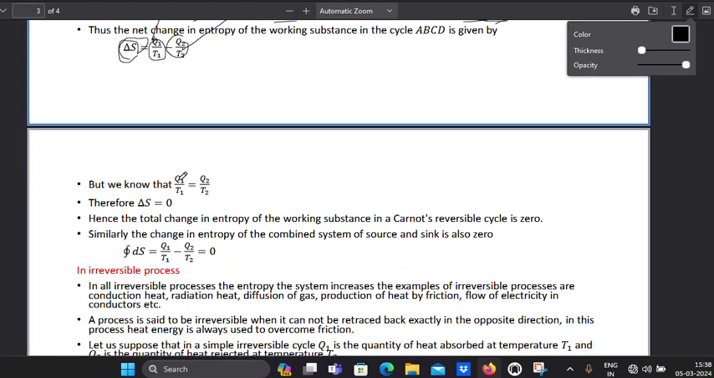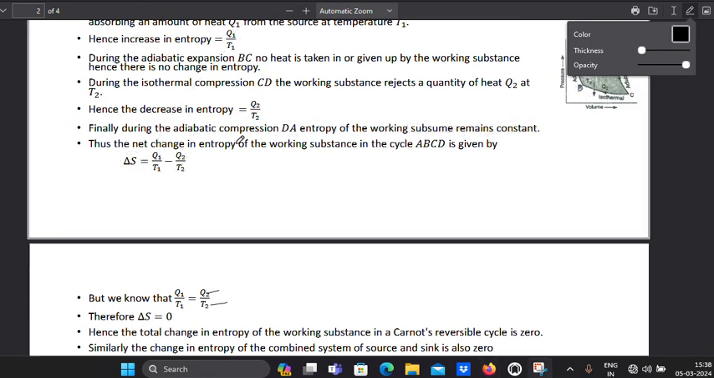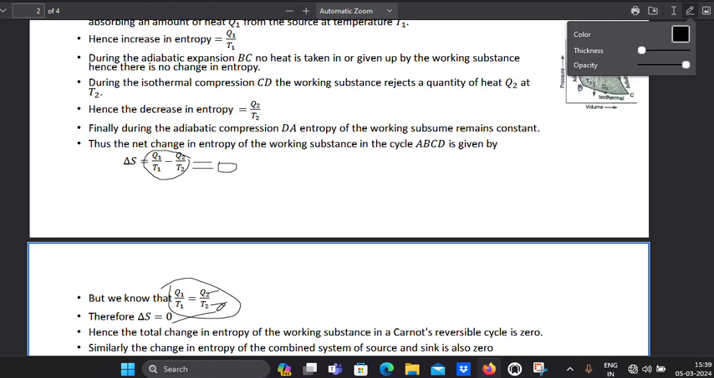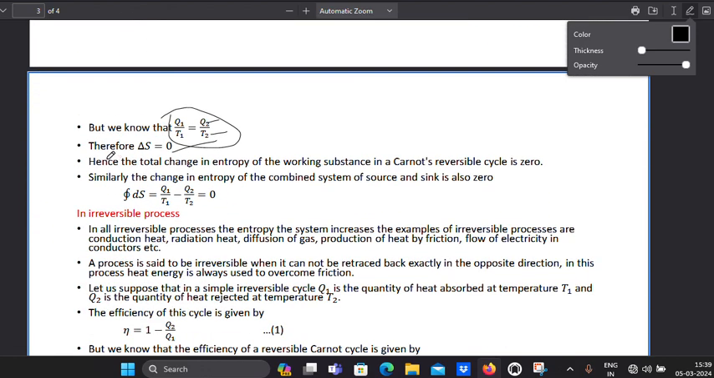But we know that Q1 by T1 is equal to Q2 by T2. So already this is explaining the thermodynamic scale of temperature. So Q1 by T1 equals Q2 by T2 means the above equation becomes 0. When these two are equal, then what happens? This becomes equal to 0. Okay friends, so that is why in a reversible process entropy is constant or 0.